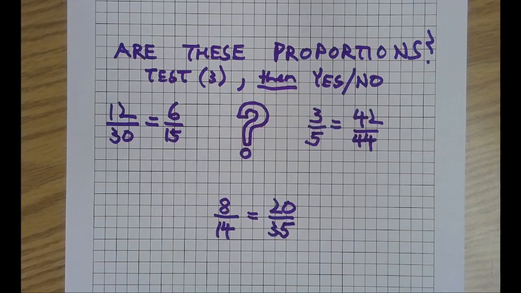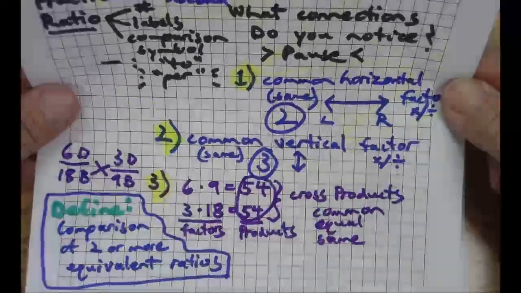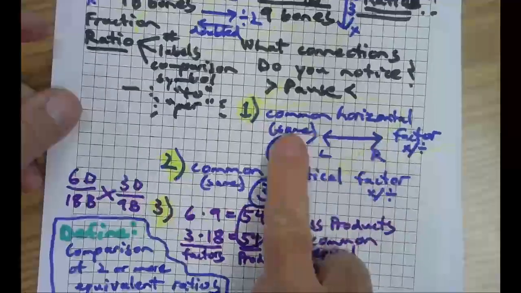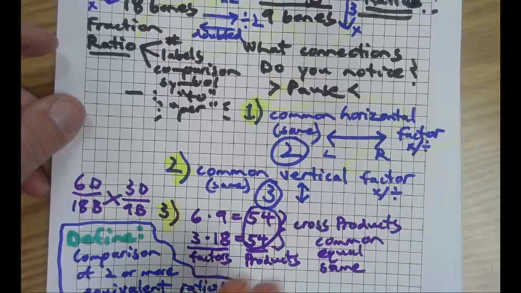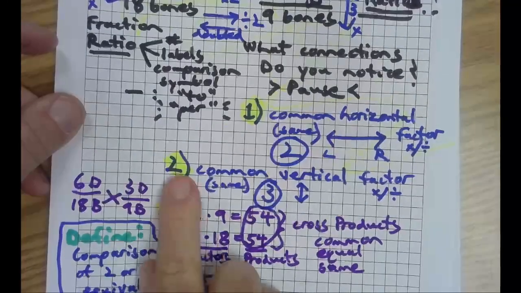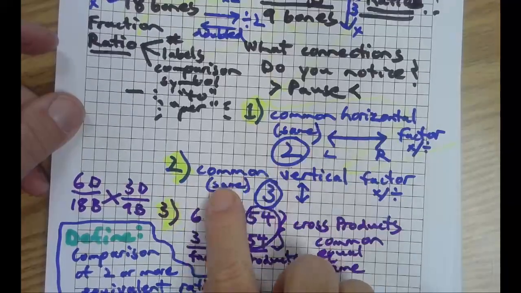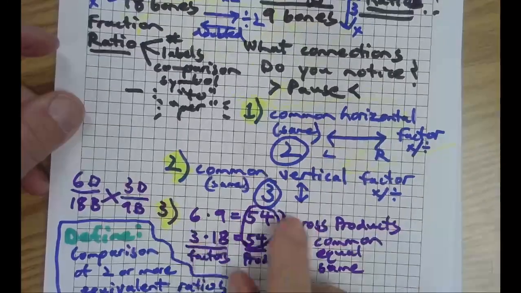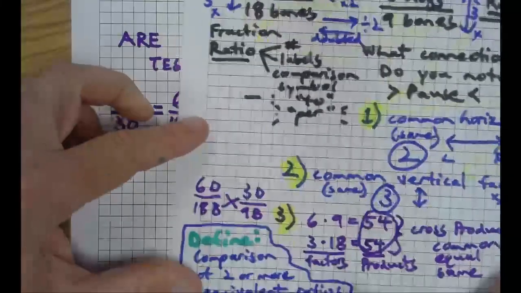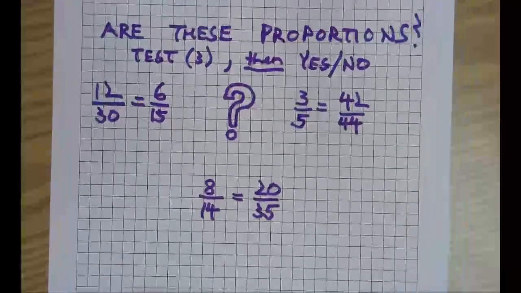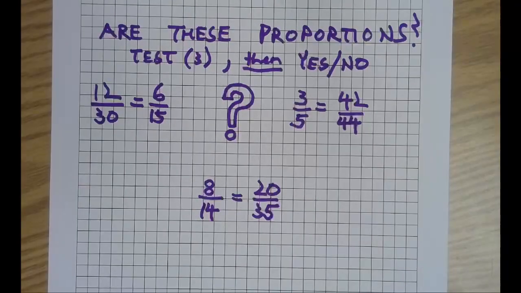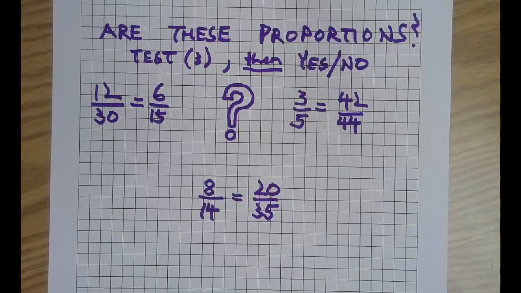Are these proportions? You're going to run the three tests we learned about. We're testing to see if the horizontal side-to-side factors are the same or common. We're also testing if the up-down factors are also common. And then we're going to check the cross products like we did with the dogs and the bones to see if they're the same. It's either going to be all three yes, which means yes, it's a proportion, or all three no. There's no in between. Let's prove it and find out.